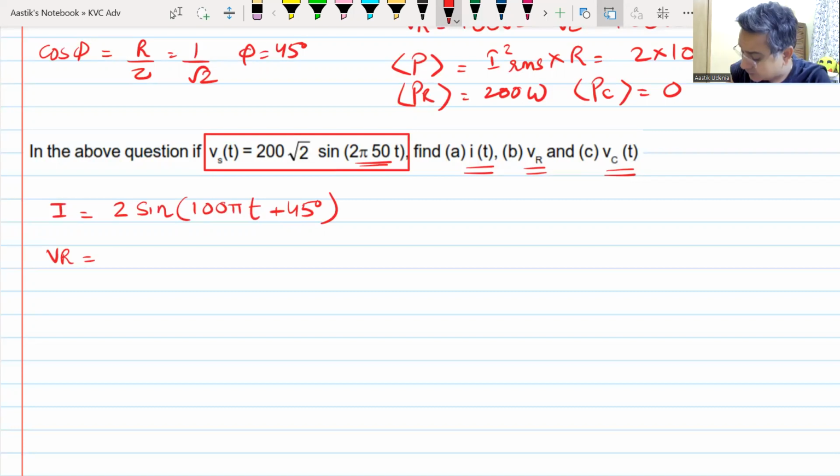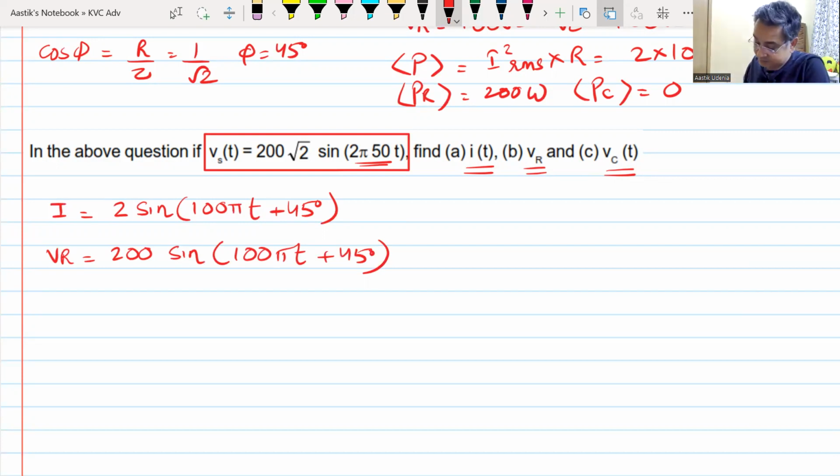What will be the value of VR as a function of time? What is the maximum voltage? Maximum voltage is 200. Yes or no? Yes. Sine of, will it be in the same phase or will it be leading or lagging? It will be in the same phase. Therefore, this becomes the formula for this one. Do we understand this? Yes.